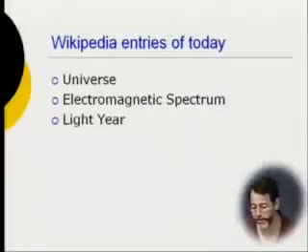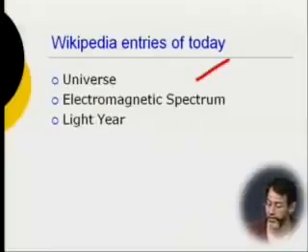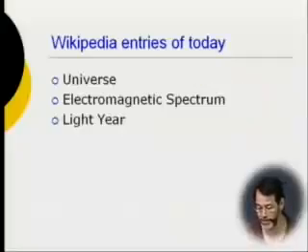So the Wikipedia entries of today that you are responsible for are, just type in your Wikipedia English search box, this is English, of course: Universe, electromagnetic spectrum, and light year. And if you forgot to write this down, just watch the lecture again and write it down then. And that's the Wikipedia stuff and the stuff that I mentioned in this class.